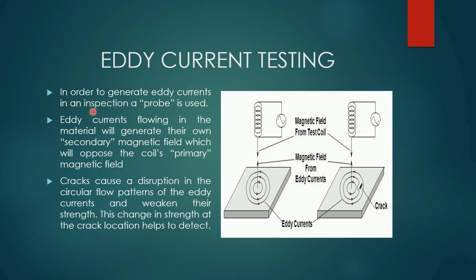So in order to generate eddy currents in an inspection, a probe is used. A probe is having a primary coil. So eddy currents flowing in the material will generate their own secondary magnetic field. That means the eddy current which is generated in the object will produce its own secondary magnetic field, which opposes the coil's primary magnetic field.